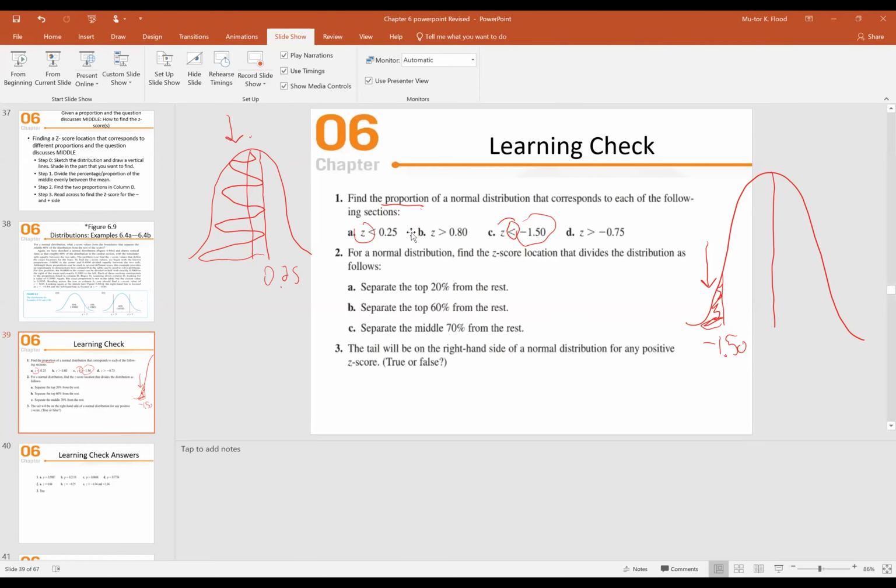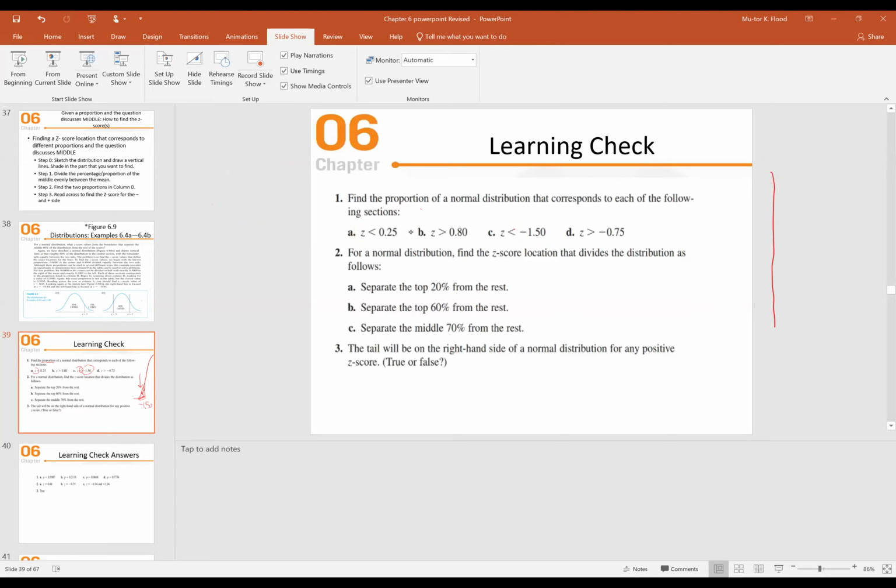Okay, so let's do a different question. For a normal distribution, for number 2, find the z-score location that divides the distribution as follows. The first one separates the top 20%. So this one is starting you off with either a proportion or percentage, and they're asking you to find the corresponding z-score.